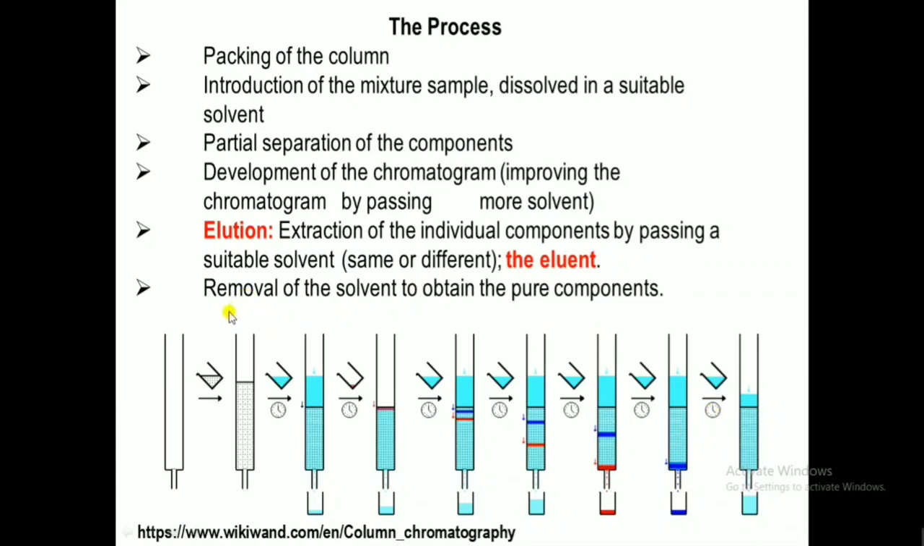Then the final stage is removal of the solvent to obtain the pure components. Obviously, when you get your components separated, for example in these beakers, you will get your component plus the mobile phase along with it. So you have to separate the mobile phase from the beaker. Normally we evaporate the solvent by using a rotary evaporator. The solvent gets evaporated, and you will get your component left in the beaker. So these are the processes involved in adsorption column chromatography, liquid solid adsorption column chromatography.